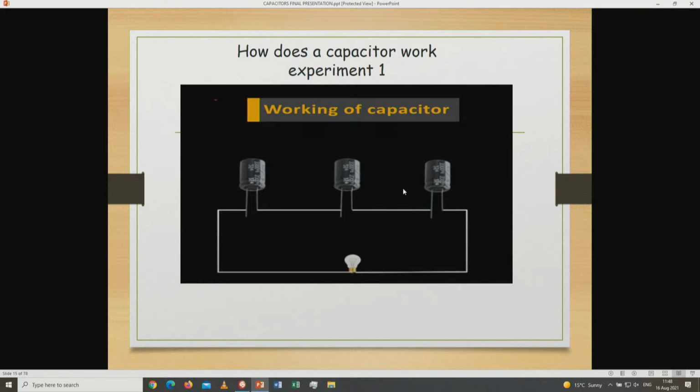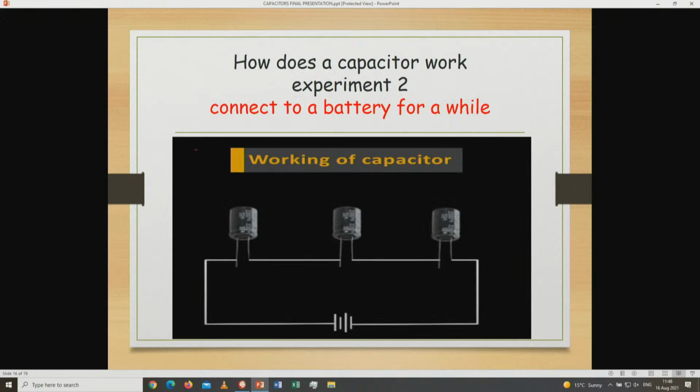These capacitors are uncharged. So what happens, do you see anything? You won't see anything happening because the capacitors are not charged. Nothing is going to happen to the bulb. But let us move on to the next experiment.